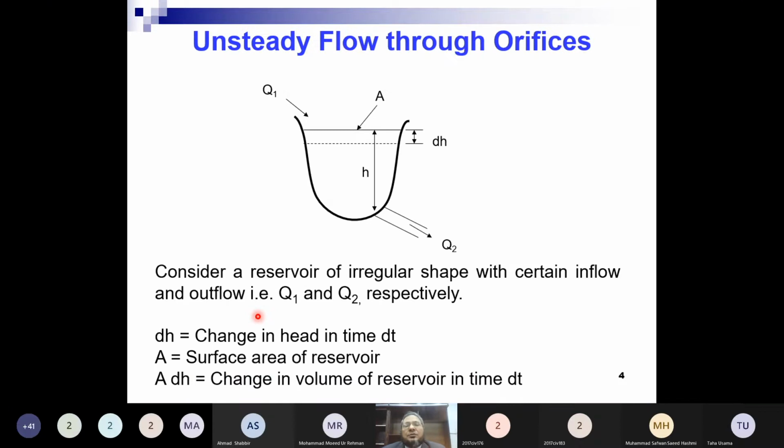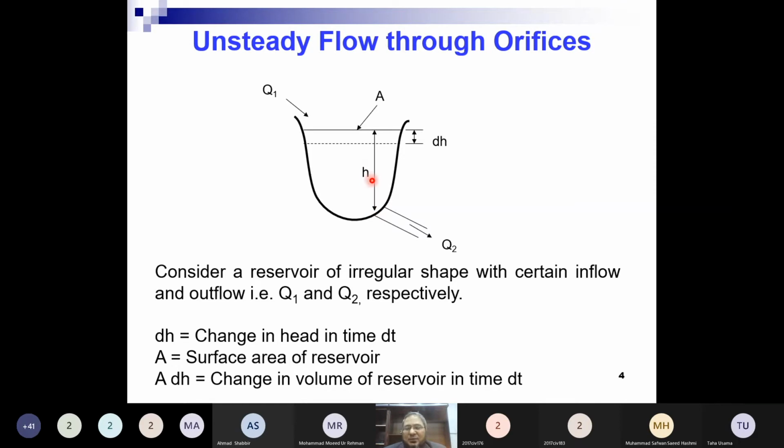Okay, now we want to basically derive the expression for the unsteady flow through orifices. Now we are considering this reservoir. This is a reservoir and it has a certain inflow Q1 and a certain outflow Q2, and here there is an orifice. And small h is the head over the orifice, which causes the flow. So this small h is a variable.